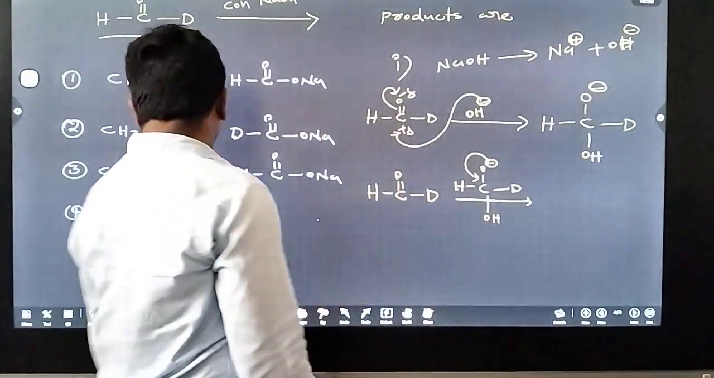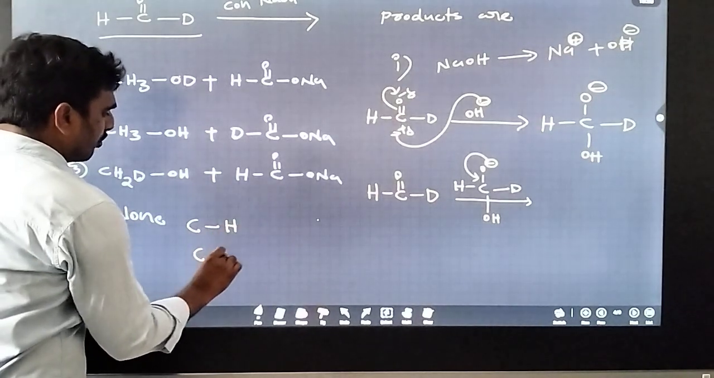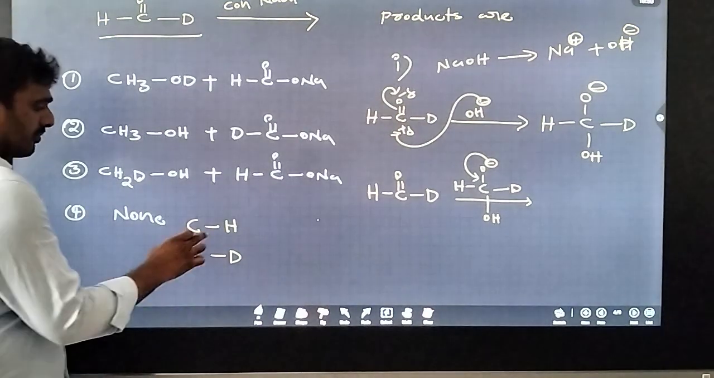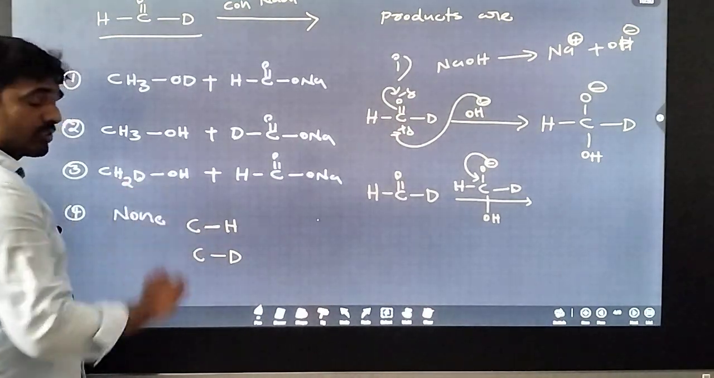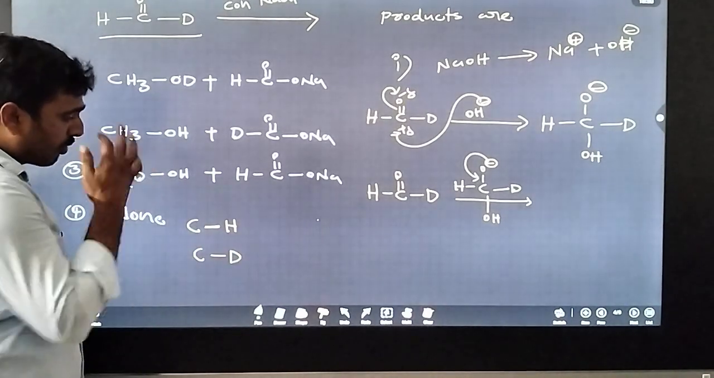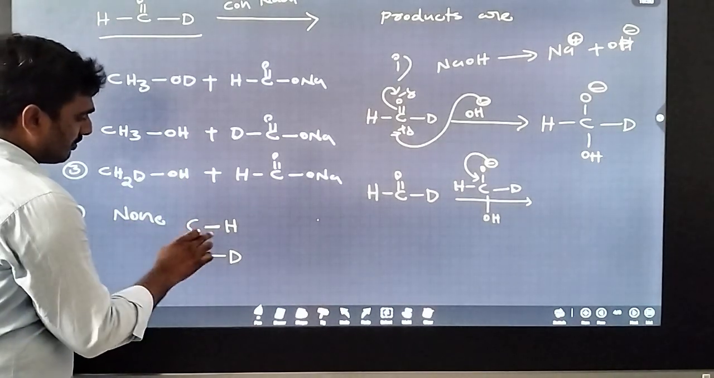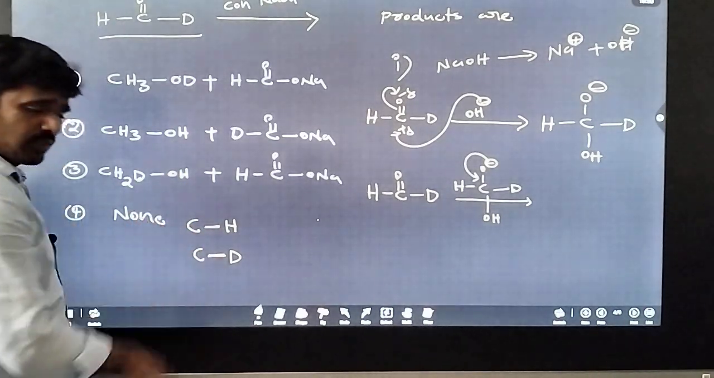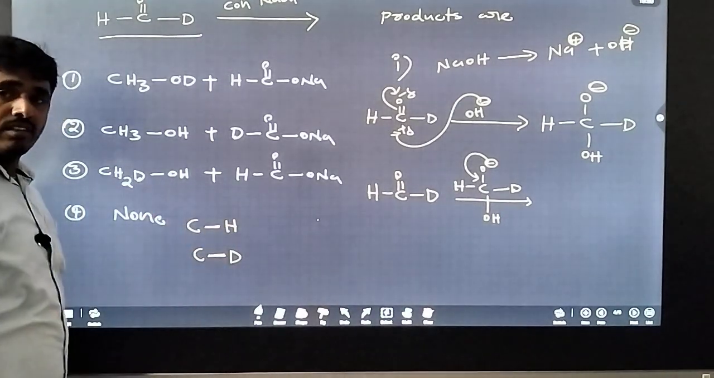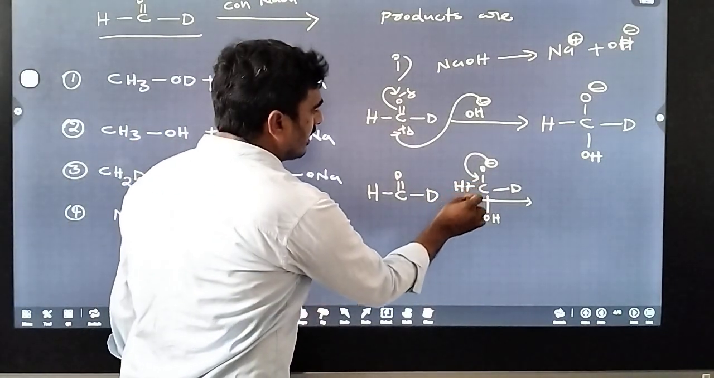We know the C-H bond and the C-D bond. Which is the stronger bond? Deuterium has more mass compared to hydrogen, so the bond length is less and the bond strength is more. That's why the hydride ion leaves. The hydride ion H minus leaves.